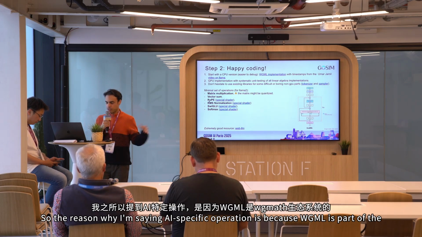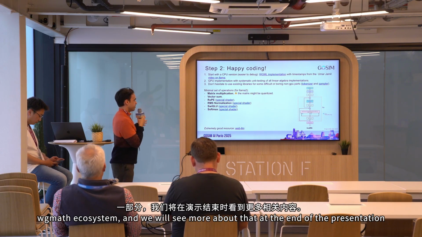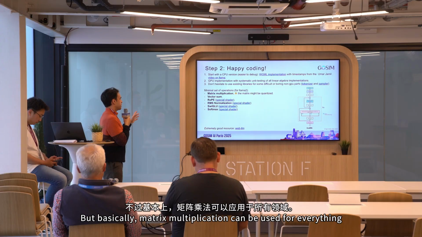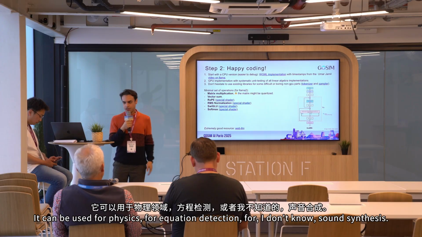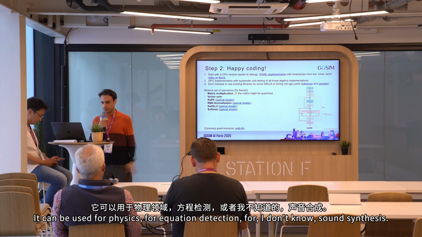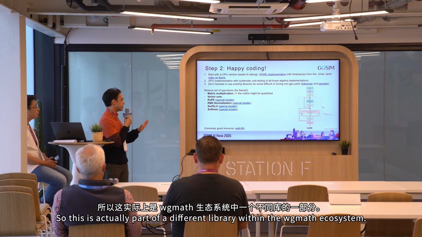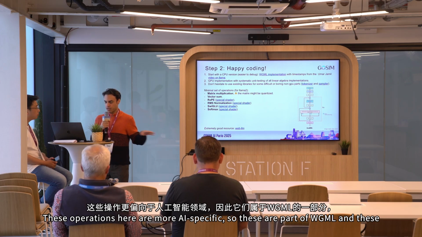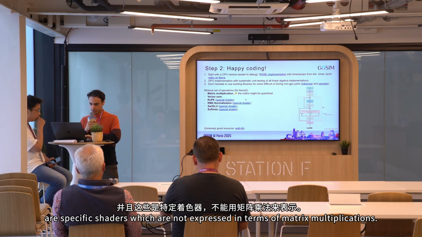And then you have a bunch of more AI-specific operations. The reason I'm saying AI-specific is because WGML is part of the WGMath ecosystem, and we will see more about that at the end of the presentation. But basically, matrix multiplication can be used for everything. It can be used for physics, for collision detection, for, I don't know, sound synthesis. So that is actually part of a different library within the WGMath ecosystem, whereas these operations here are more AI-specific. So these are part of WGML, and these are specific shaders which are not expressed in terms of matrix multiplications.